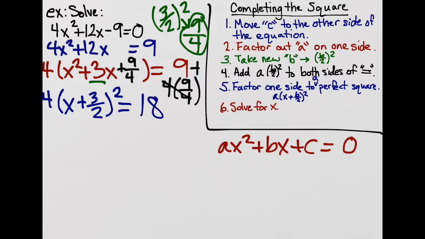Okay, now if you want to check that and FOIL it back together, you will get x squared plus 3x plus 9/2. And when we double check our factoring, two numbers that multiply to 9/4 and add to 3, that is 3/2, because 3 over 2 times 3 over 2 gives us the 9 over 4, and 3/2 plus 3/2 is 6/2, and 6/2 is 3. So that factor is fine.